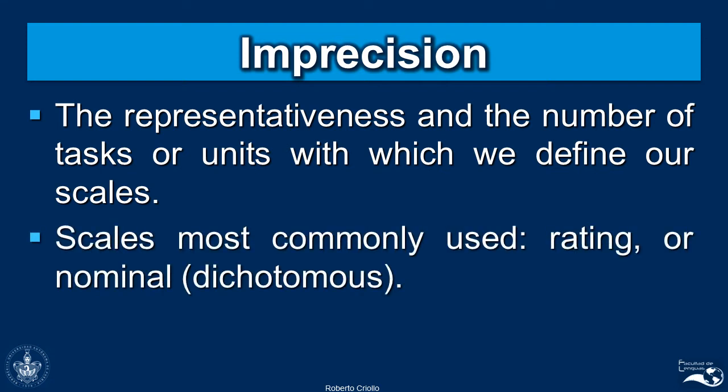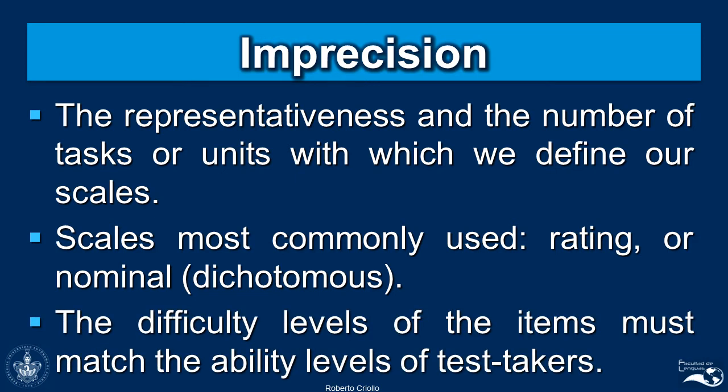And also, the scales that we normally use are going to be rating scales, which involve a subjective estimation of performance, so it is imprecise, and also the nominal or dichotomous scale. Another disadvantage and a result of imprecision is the fact that we need to make sure that the level of the items matches the ability levels of the test takers, which may be difficult sometimes.